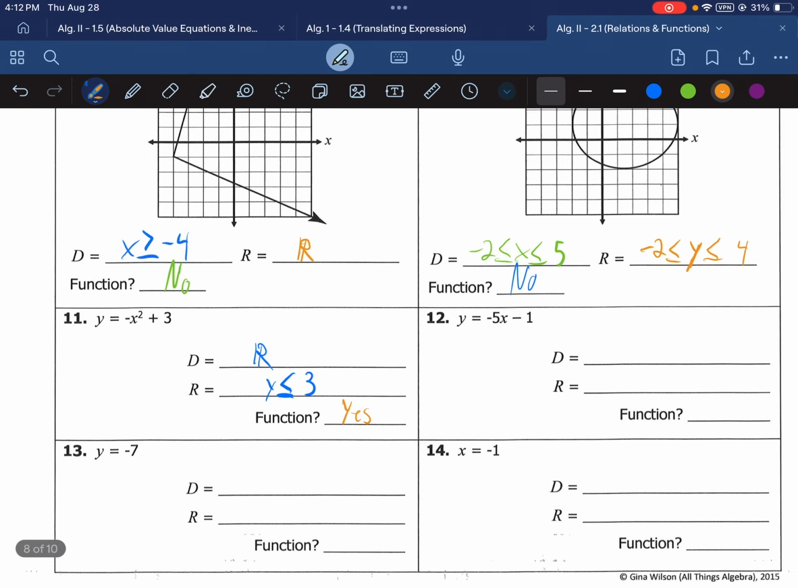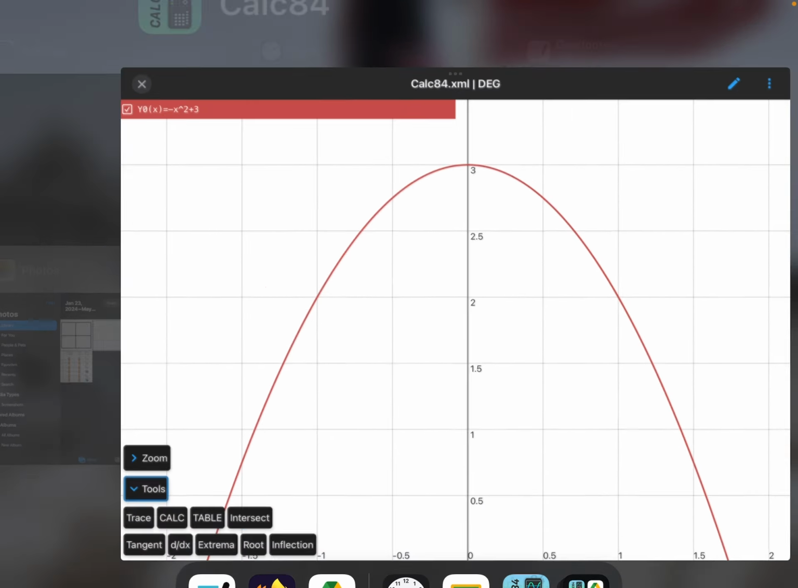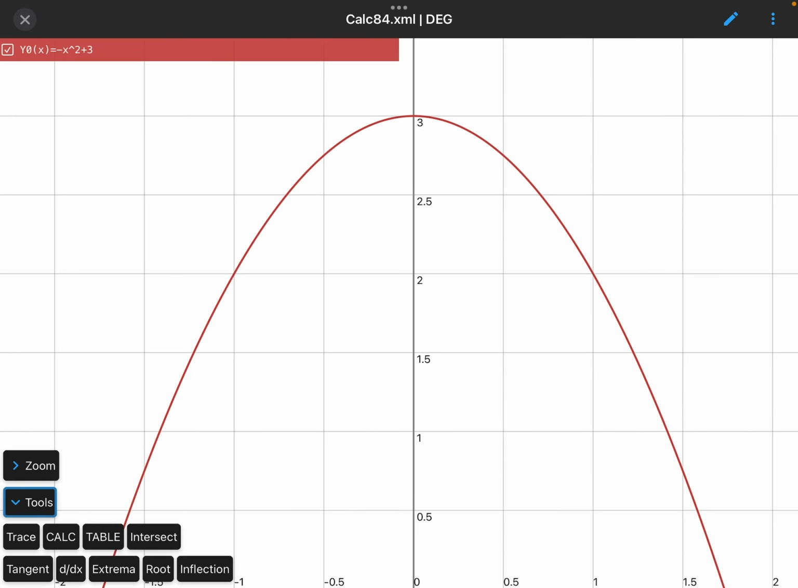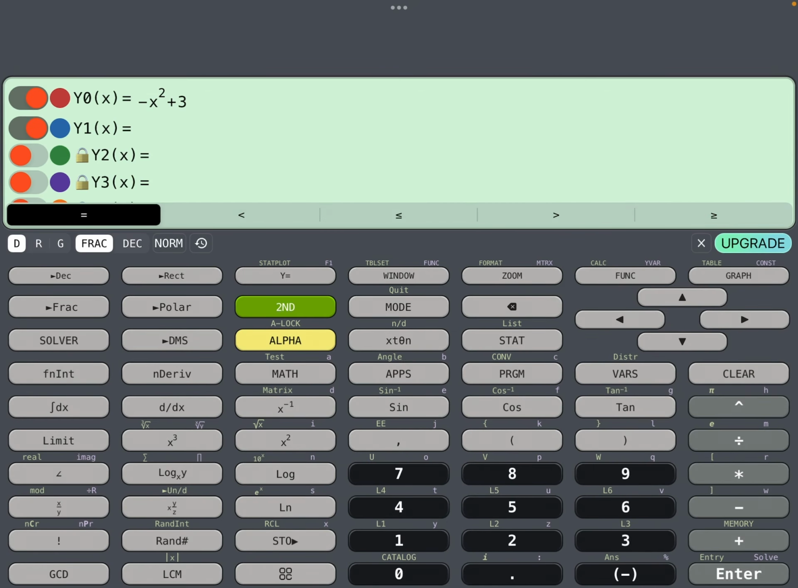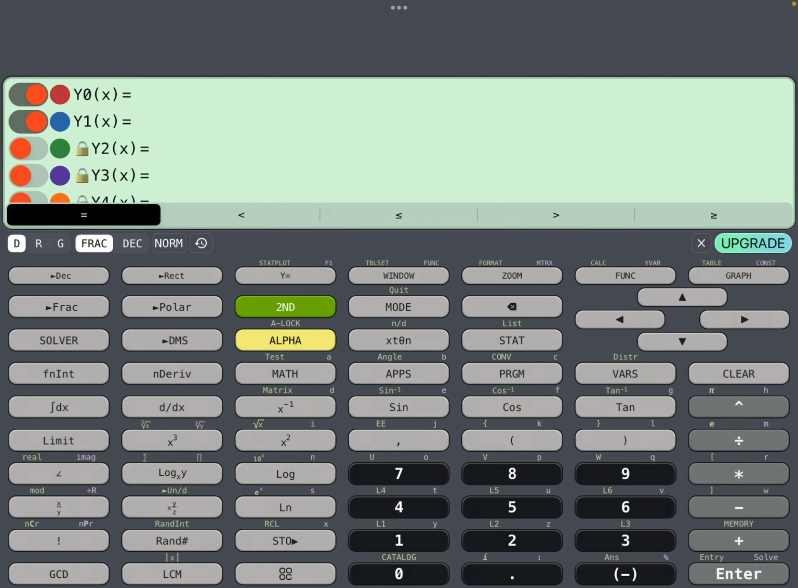Let's turn our attention to number 12. Once again, we'll be using our graphing calculator for this one. I believe you guys have Calc84 on your iPads as well. You can also use Desmos as a web app, or they have an app on smartphones as well, and tablets that you can use. That can be a helpful one.